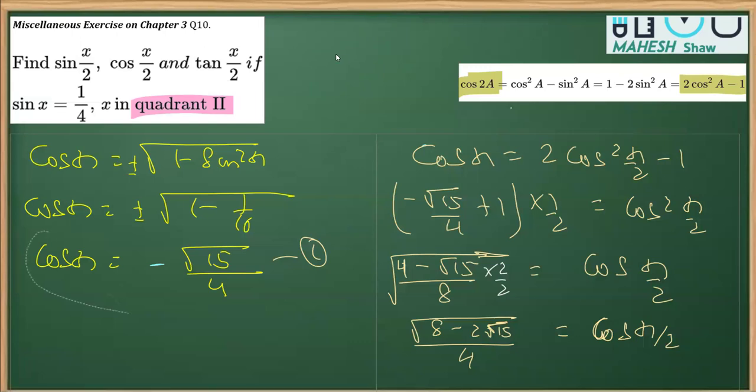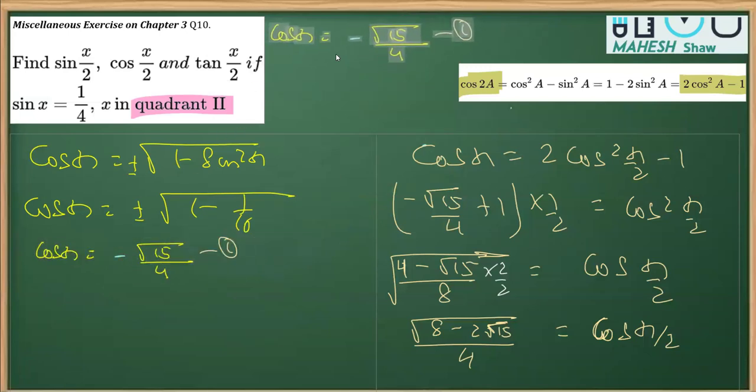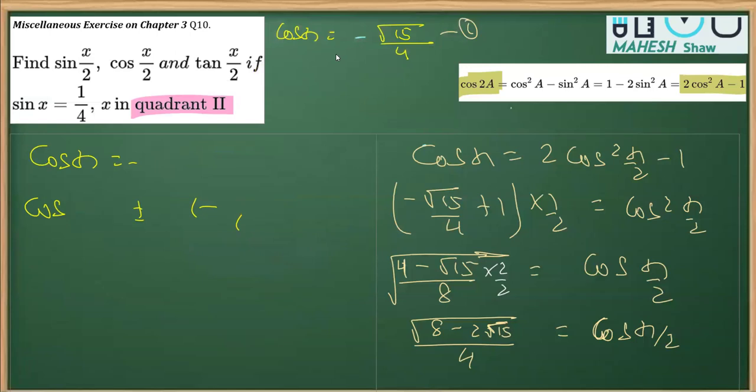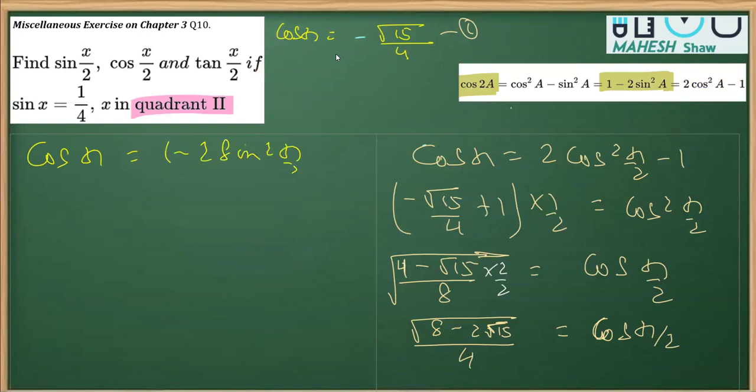Now let's keep this value as we'll be using it again. I'm keeping this value and I'm erasing the rest of it. Now, in order to get sin x by 2, we are going to use this relation. So this is cos 2a, that is, if I write cos x, it should be 1 minus 2 times sin square x by 2. So replacing cos x with this value, that is minus under root 15 over 2 is equal to 1 minus 2 times sin square x over 2.